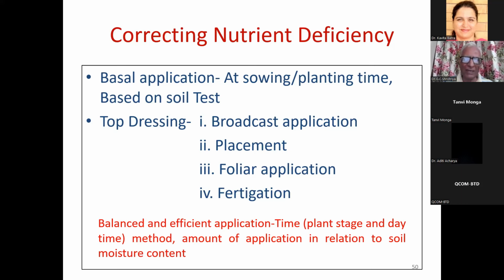But the point is balanced and efficient application is needed. Right time, that is plant stage, even the day. You can't apply on a sunny day urea, which might vanish in the air. Then method of application, which method will be the best suited, amount of application, what is adequate in relation to the soil moisture content also. If it is dry soil, or if you are applying in relation to excess irrigation, then the nutrients will also drain out. So we have to take care of the soil moisture also into consideration, means limited irrigation. Next, please.